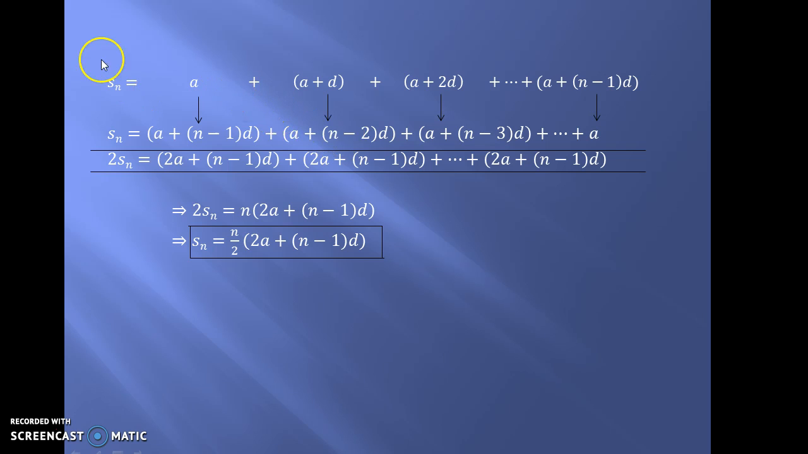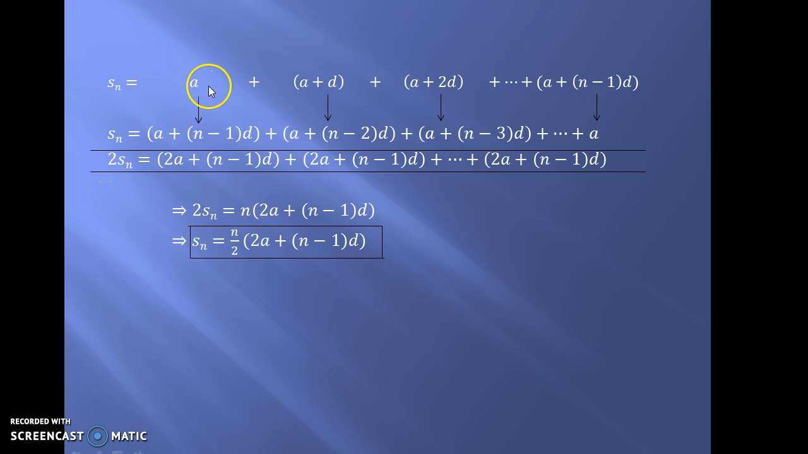To find the sum, we write the series Sn and we reverse the terms as before. So write the last term to the first one and reverse all the terms. Now add these two series term by term. So in the left hand side we get twice Sn.